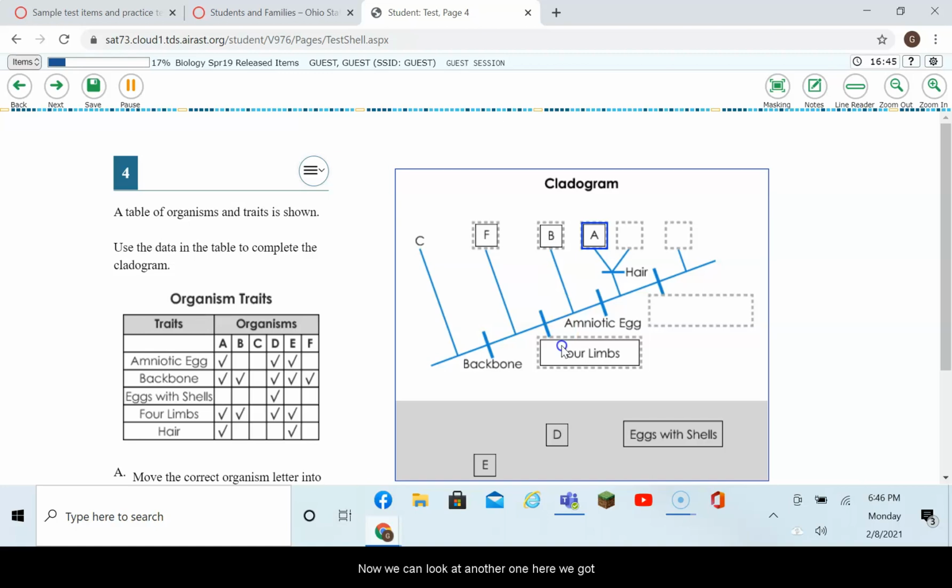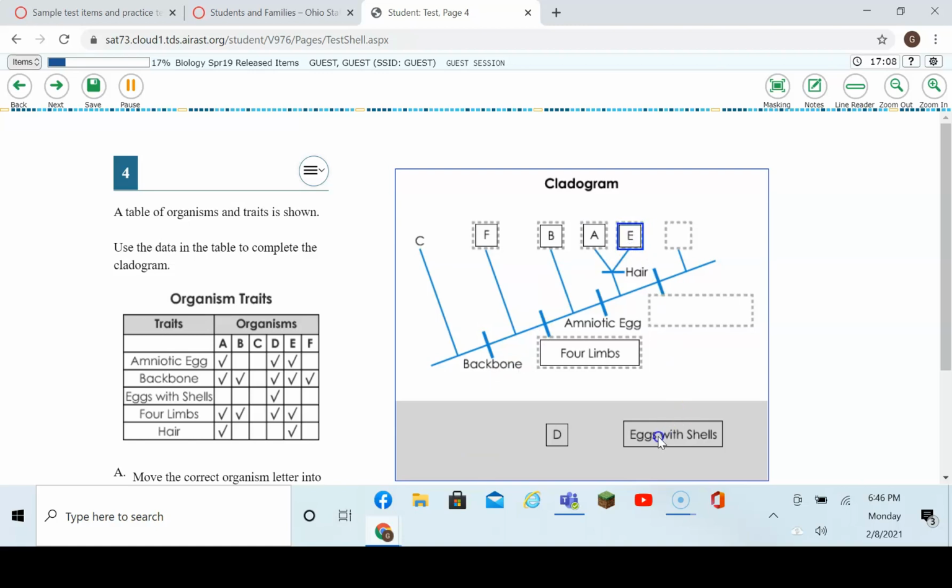Now, we can look at another one here. We got E. Okay, let's look at E. He has a backbone. That's good. He has 4 limbs. Excellent. He has the amniotic egg. That's good. And he has hair. So we can put E here also.